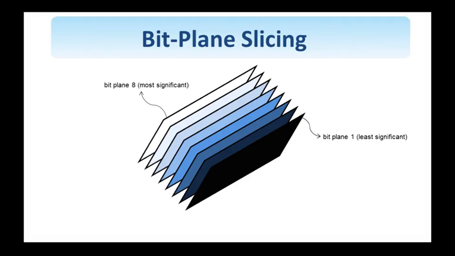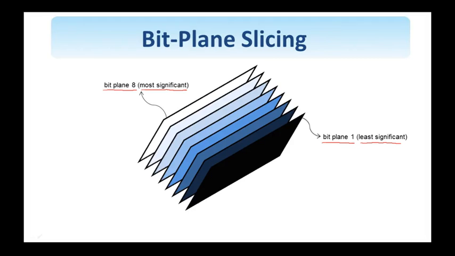Instead of highlighting intensity level ranges, we can highlight the contribution made to the total image appearance by specific bits. So if we consider an 8-bit image, it can be considered as being composed of 8 1-bit planes. Bit plane 1 here, formed by the least significant bit, all the way to bit plane 8, formed by the most significant bit. Clearly, each of these planes, being a 1-bit plane, is a binary plane. It only has 2 values.